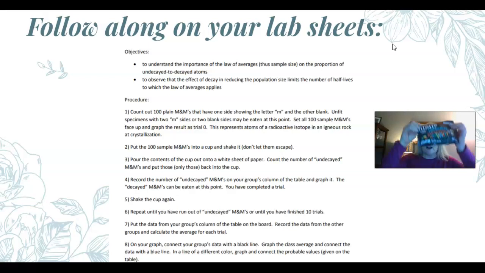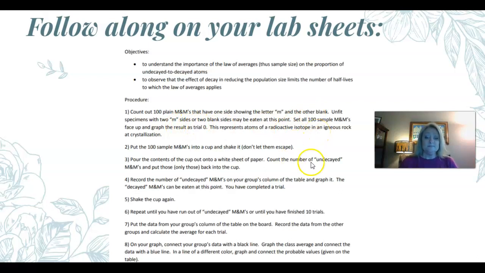Here's the procedure. First thing you've got to do is grab your M&Ms. Then you're going to count out 100 of them on a sheet, just like it says, and place them all M side up. That's it. That's all you've got to do.